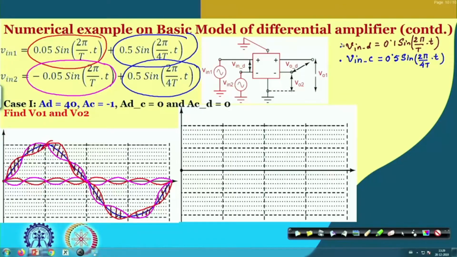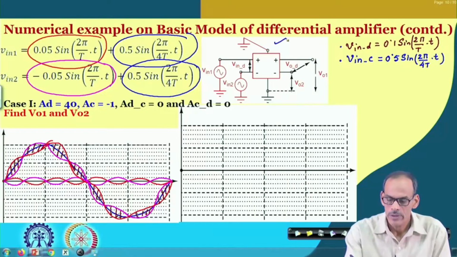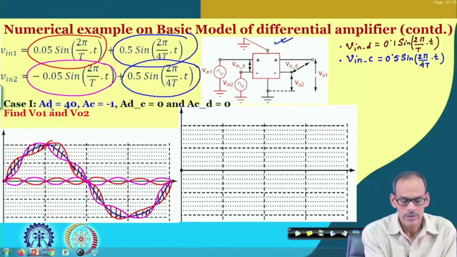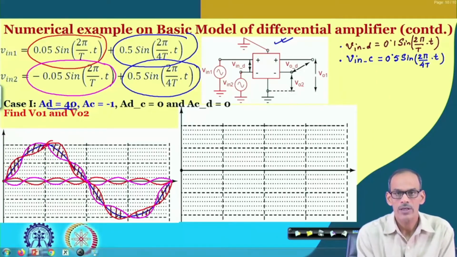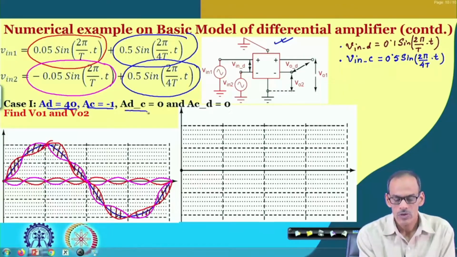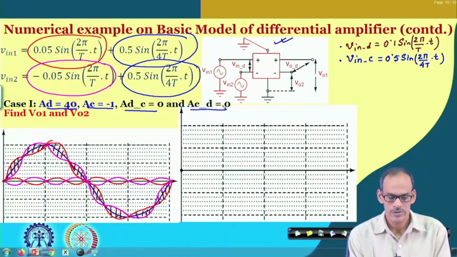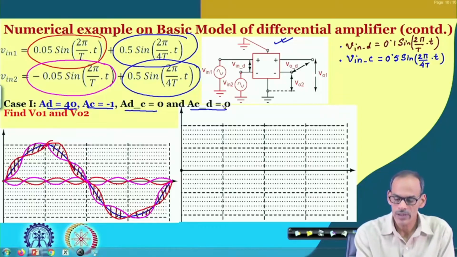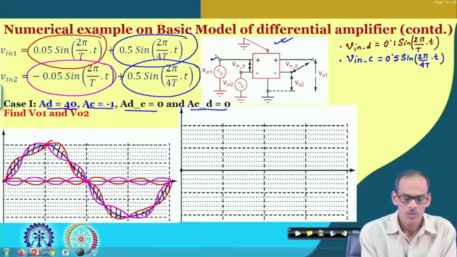Yeah, so dear students, welcome back after the short break, and we are talking about the situation where we do have the model of differential amplifier and its parameters are given, namely differential mode gain is 40, common mode gain is equal to -1, and the differential to common mode gain and common mode to differential gain we are assuming are equal to 0.